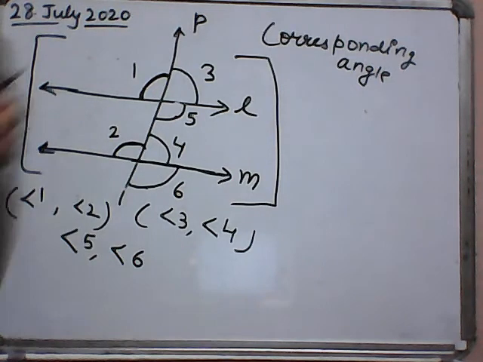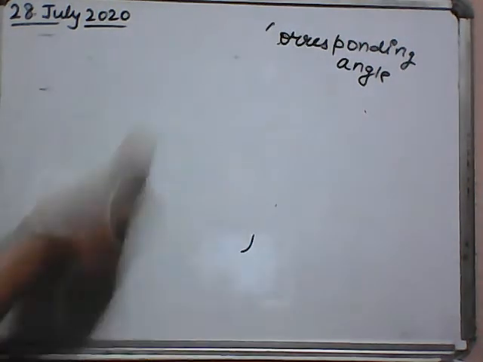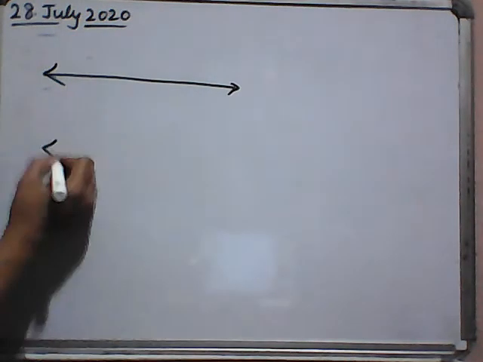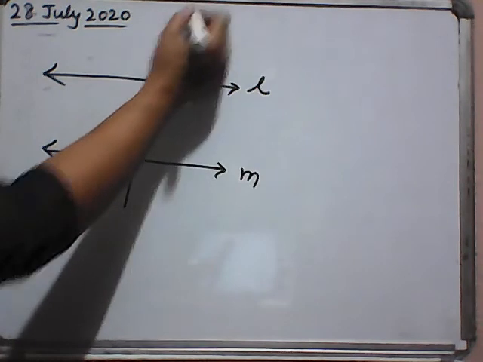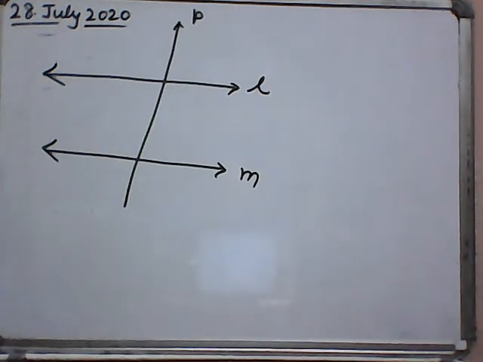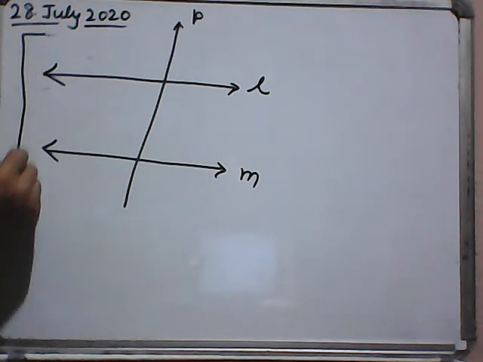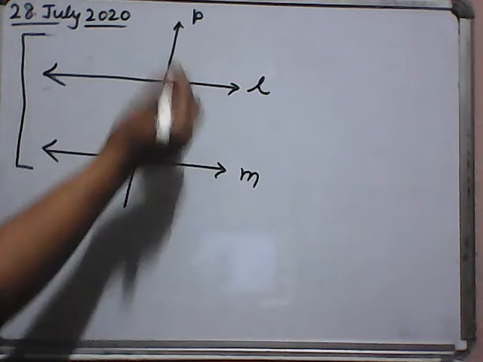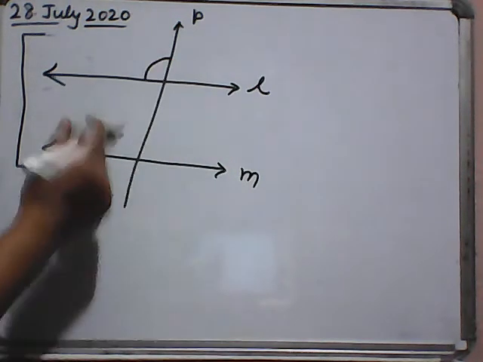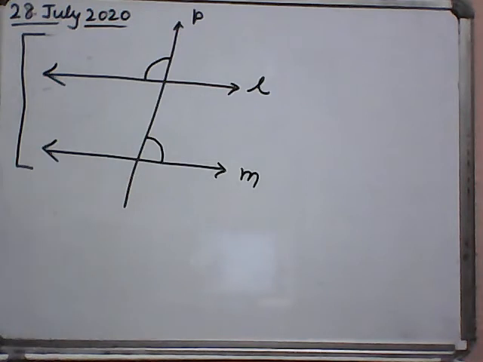Next concept is alternate angles. Alternate angles are of two types, alternate interior angles and alternate exterior angles. These two lines are parallel to each other, the L line and the M line. It is a transversal P line. In corresponding angles, angles are made on the same side. But in alternate angles, angles are made on the opposite side. If one angle is formed on this side, then another angle is formed on the other side of this transversal. These angles are known as alternate angles.